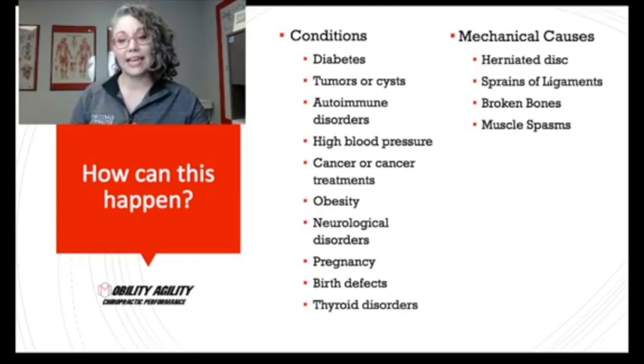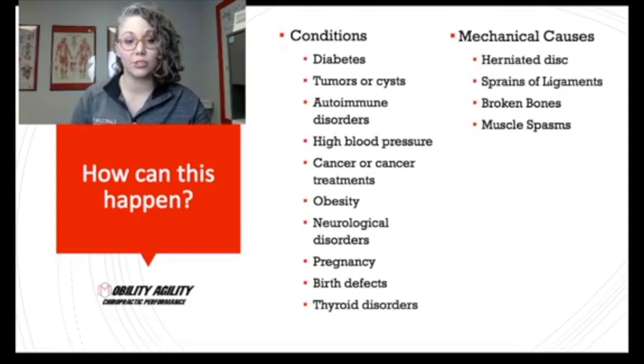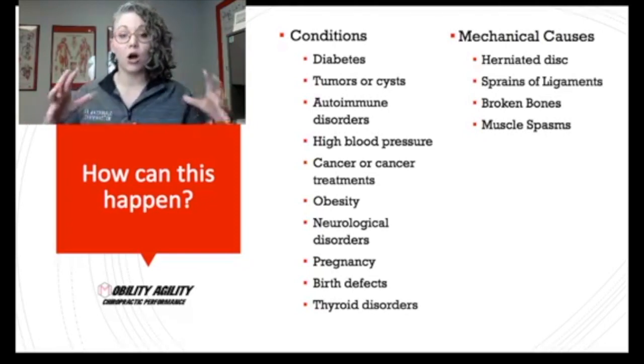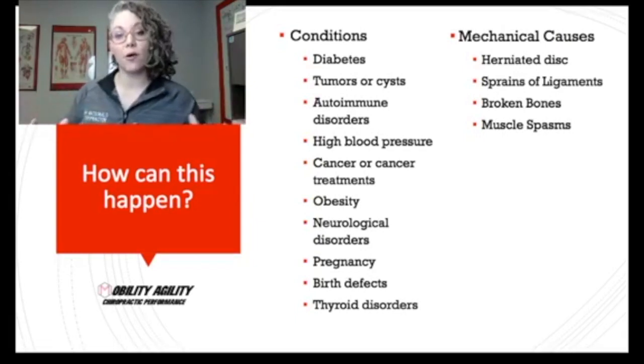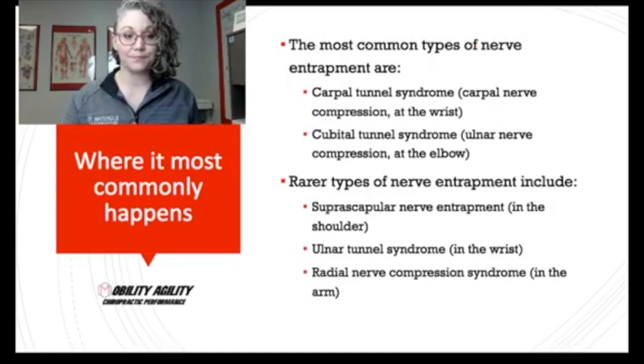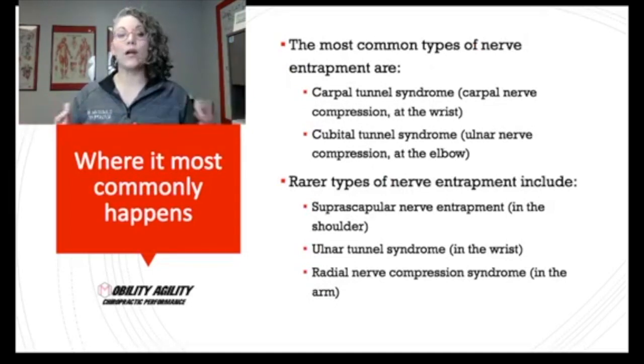But then there are some mechanical issues, such as a herniated disc in our spine, if we sprain or do any damage, if we break a bone, if there's a muscle spasm. All of these can contribute to us having some form of nerve entrapment and thus having the symptoms and the pain. Now, where are these most common?